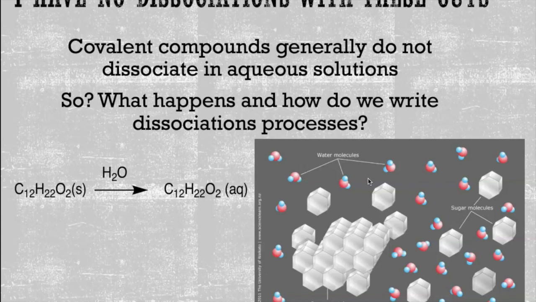We end up with C12H22O2 without any charge. And simply to distinguish when it's dissolved in water and when it's a solid, when it is dissolved, we place AQ next to the compound in the chemical dissociation process. So here there is no dissociation for covalent compounds, particularly sugar in this particular case.